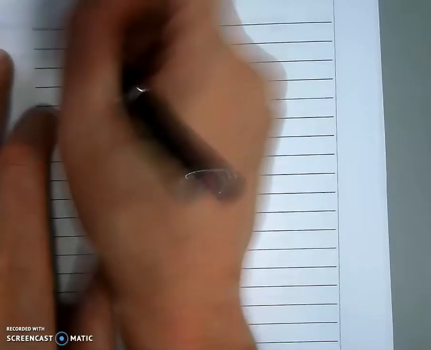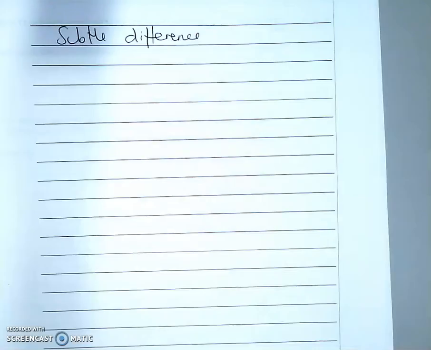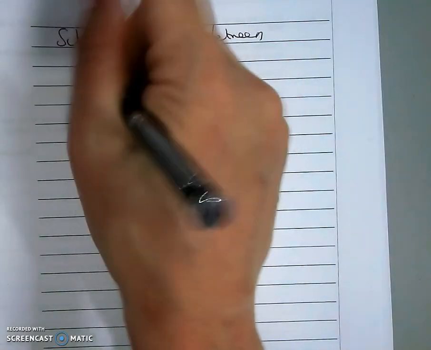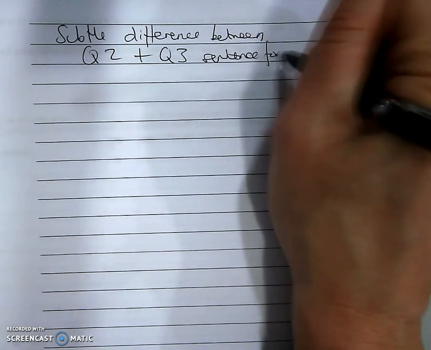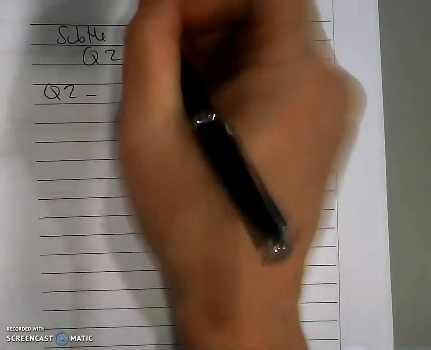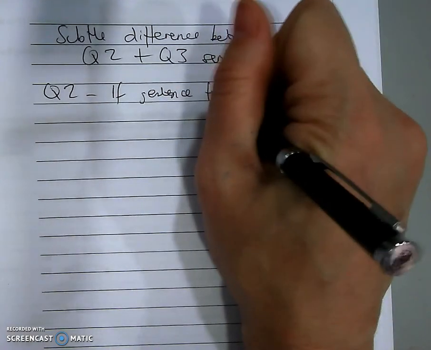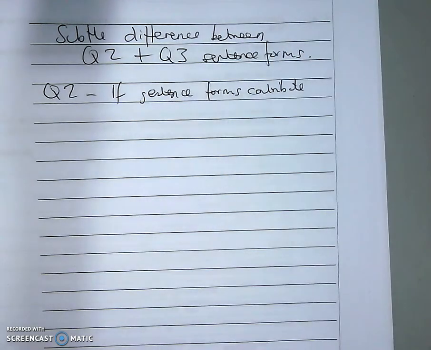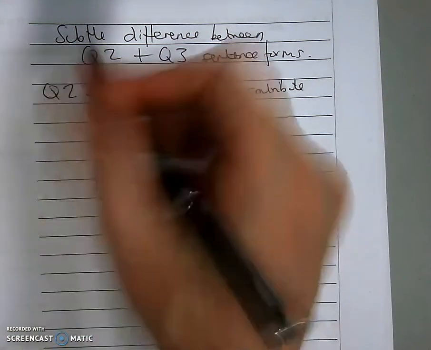So we've got a subtle difference between question 2 and question 3 on sentence forms. And we've had some clarification from the exam board about this. So in question 2, if you're going to write about sentence forms, it's how the sentence form actually contributes to the effect on the reader. So this short sentence at the beginning of the piece has this particular effect. That would be how you write about it in question 2.